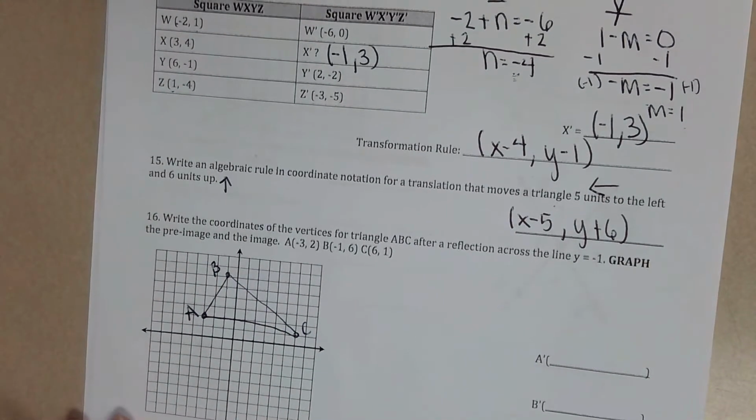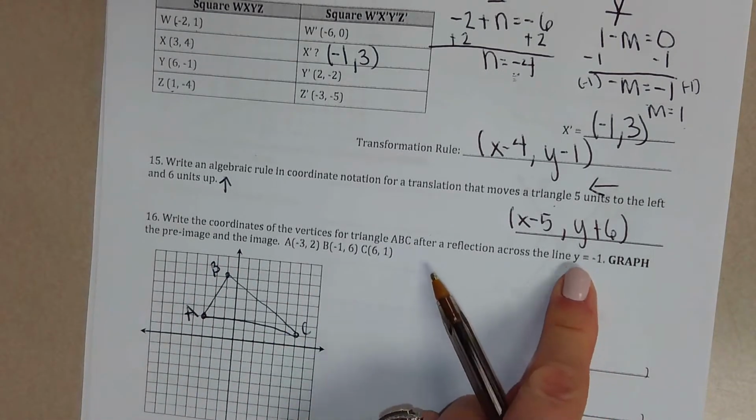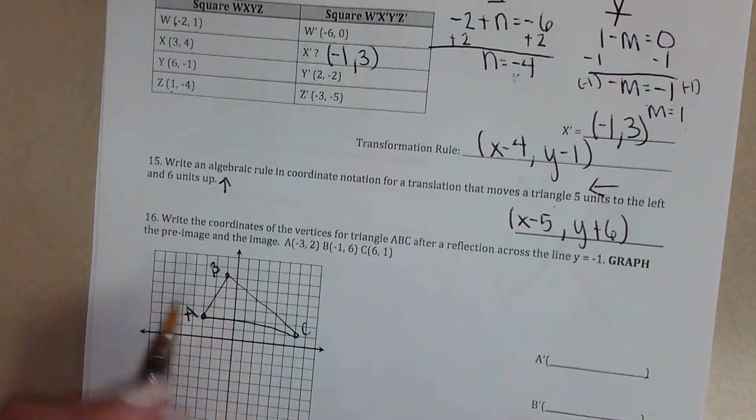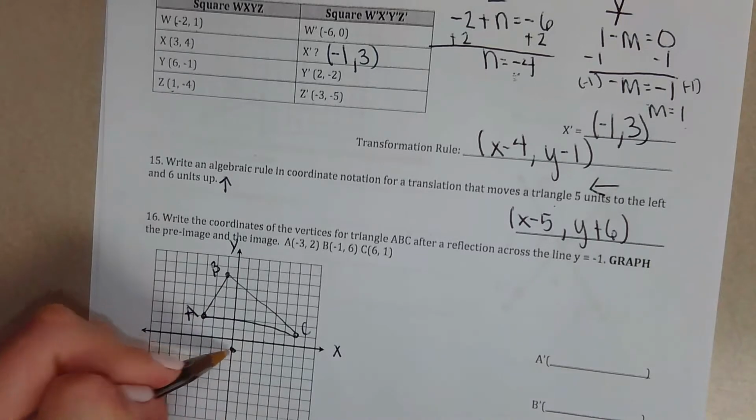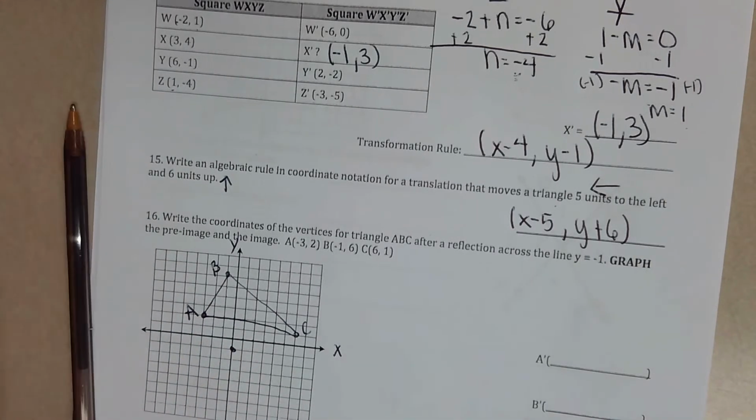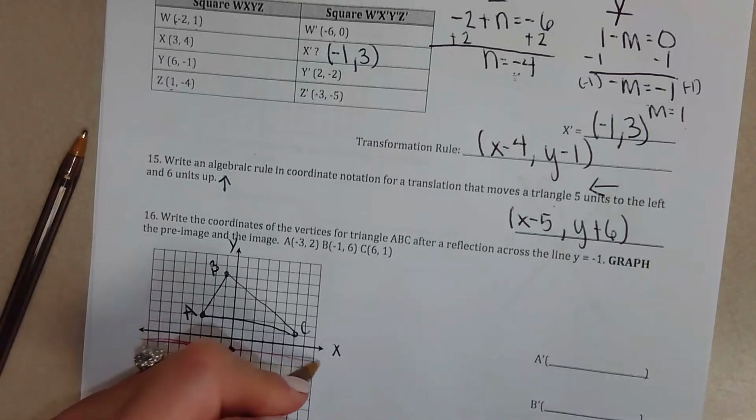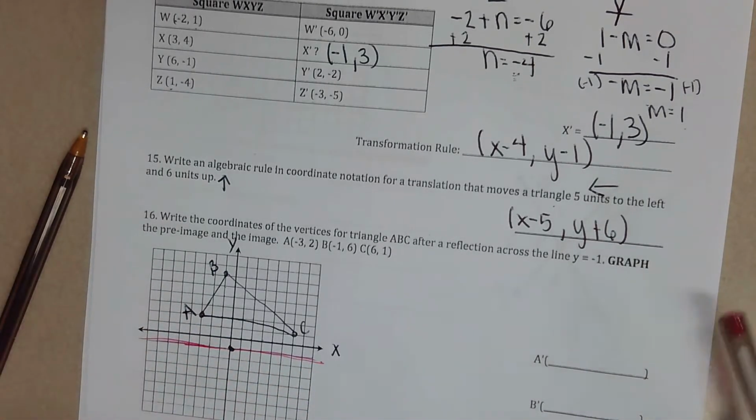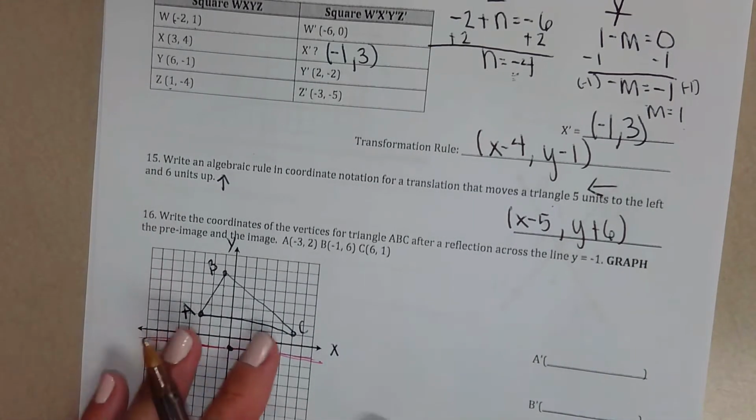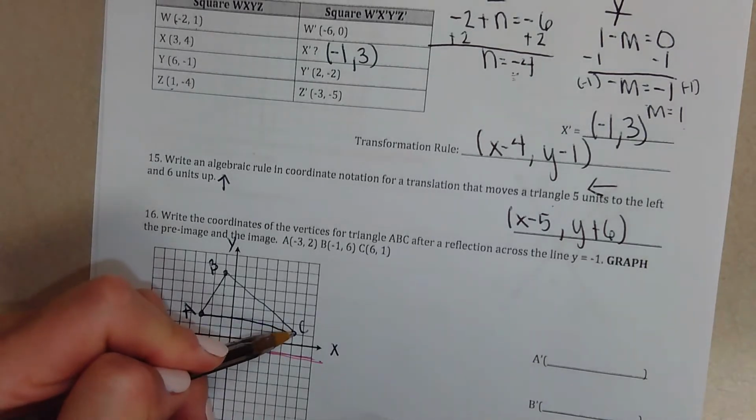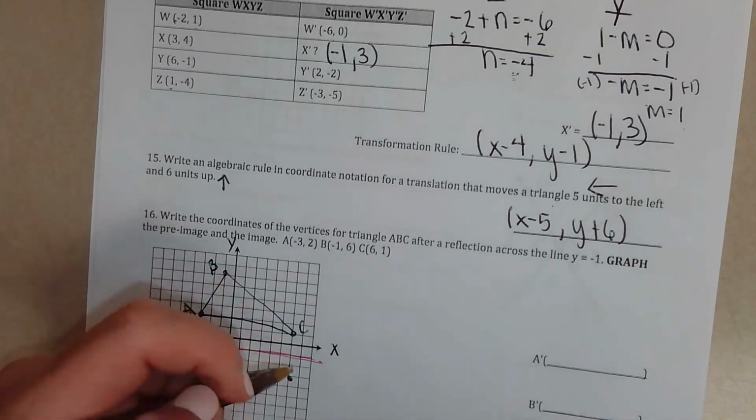Okay, the tricky part here is graphing over the y equals -1. So y equals -1. Here's my y-axis. Here's my x. -1, just down 1 point. Okay, so I'll go ahead and I'll graph that. And I'll graph that by counting how many units away it is from the line, right? Because there's no specific rule. So 1, 2, which means C prime is going to be 2 units away.